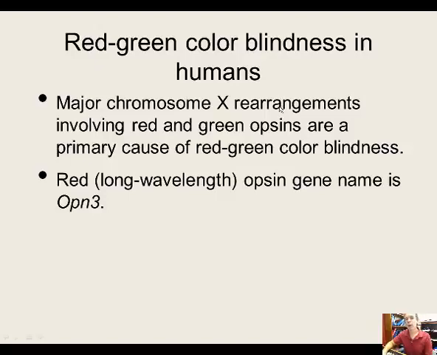So how does red-green color blindness happen? Well, it's due to chromosomal mutations. Usually there are X chromosome rearrangements, for example inversions, duplications, or deletions that involve the red-green opsins. These genes are disrupted and the proteins aren't made properly. Again, the gene is called opsin 3 for the red or long wavelength opsin, and the symbol is OPN3.